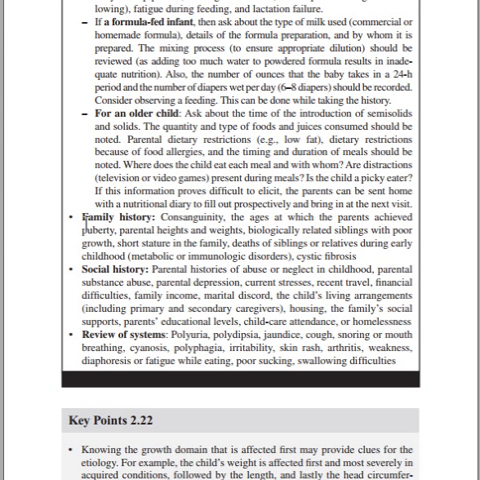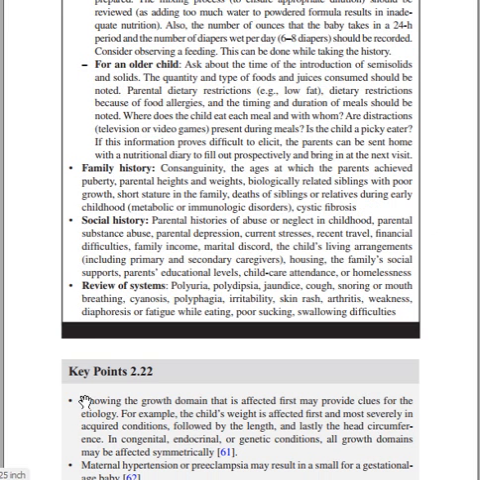So the next one now we have family history. Family history is about consanguinity. You have to speak about consanguinity and parental issues. Social history: you have to speak about the interaction with other patients. That's for non-organic failure to thrive.